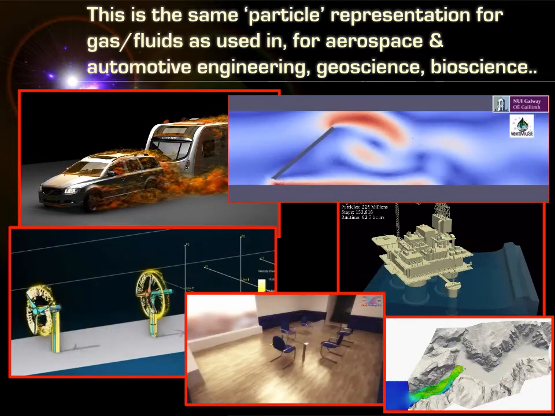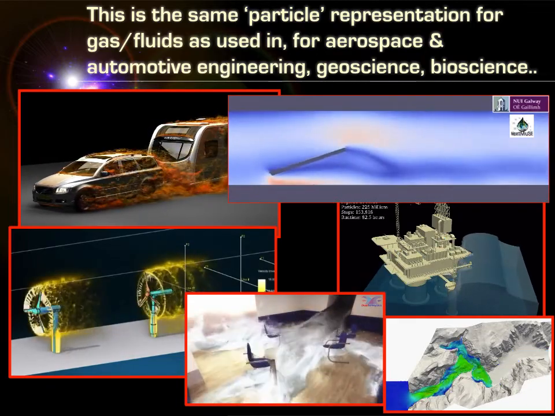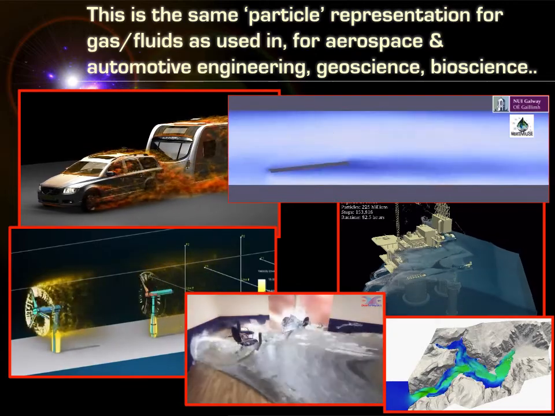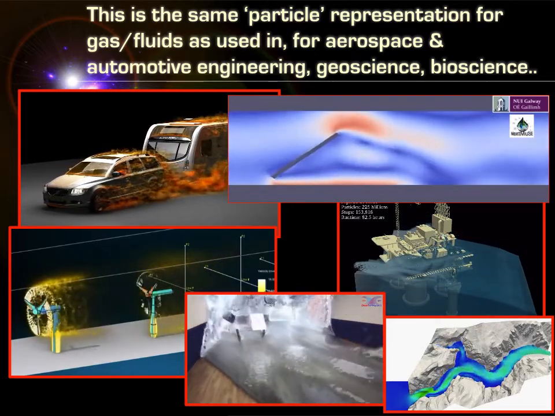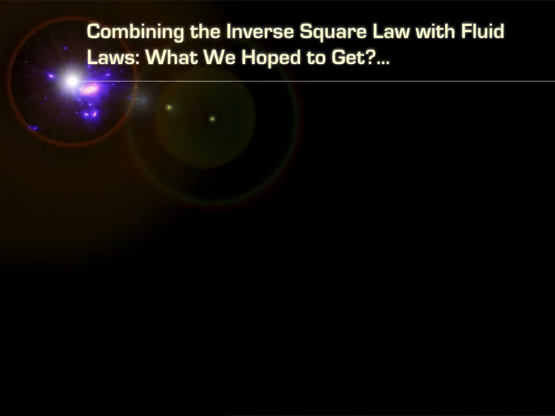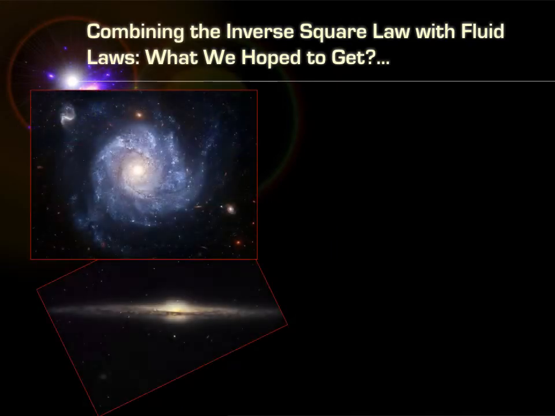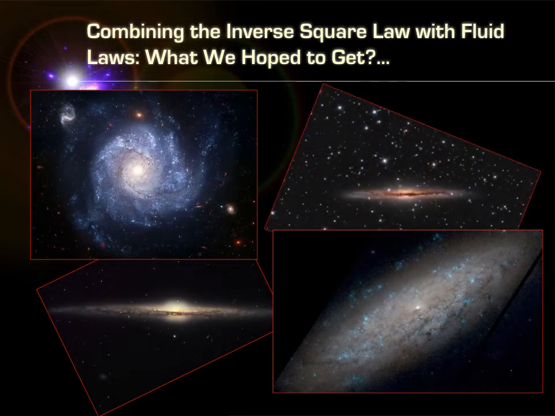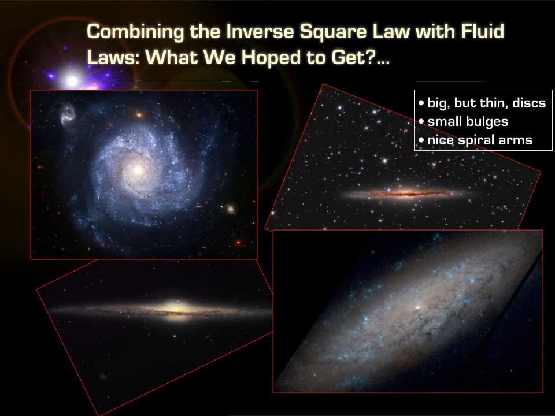So let's now look at what happens when you take the inverse square law of gravity and you couple it with the laws of fluid dynamics. So what was the hope here? Well, if you're someone like me, one of these galactic archaeologists who's interested in trying to pin down the physics that shapes late-type spirals like the Milky Way and Andromeda, this is what we were hoping to get: these big, thin disks.